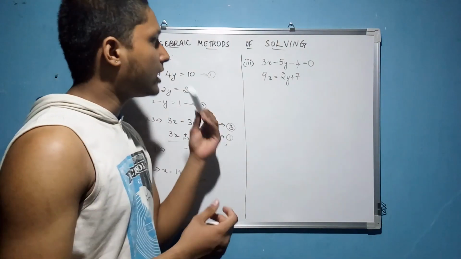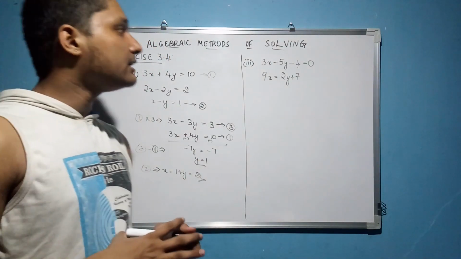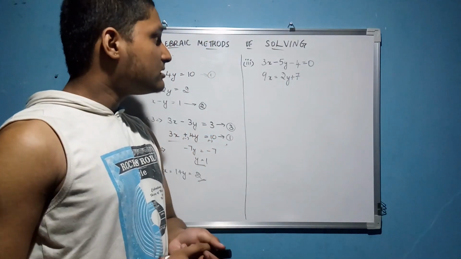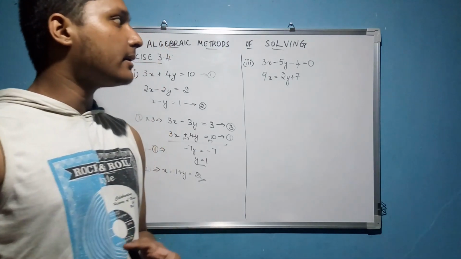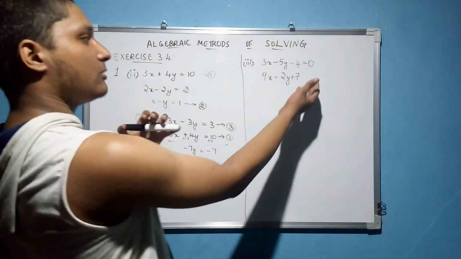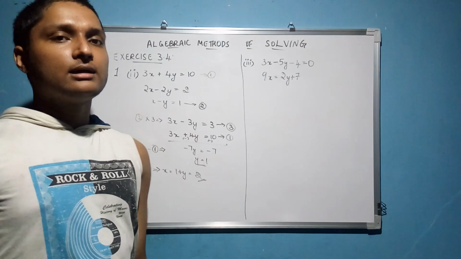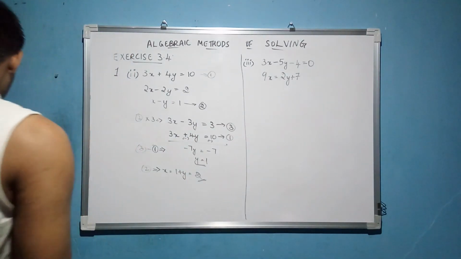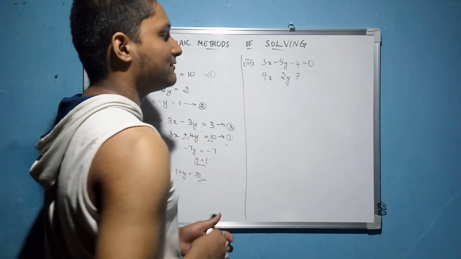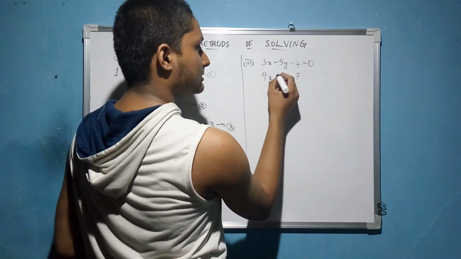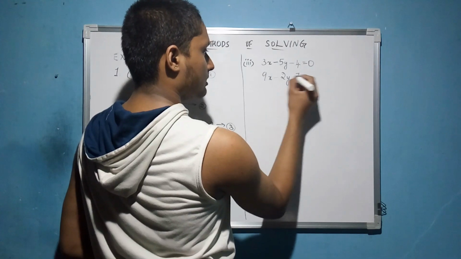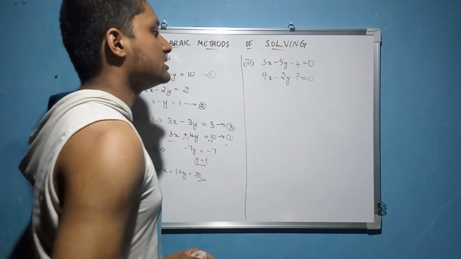Okay, now we have the third question. Third question is 3x minus 5y minus 4 is equal to 0. Second one is 9x is equal to 2y plus 7. So I need to reframe this equation. I need to bring all the terms to the left hand side so that I get a 0 in the right hand side. So for that, I'll just change these signs because it is going to be coming to the left hand side. This becomes 9x minus 2y minus 7 is equal to 0. Okay, this much we got.